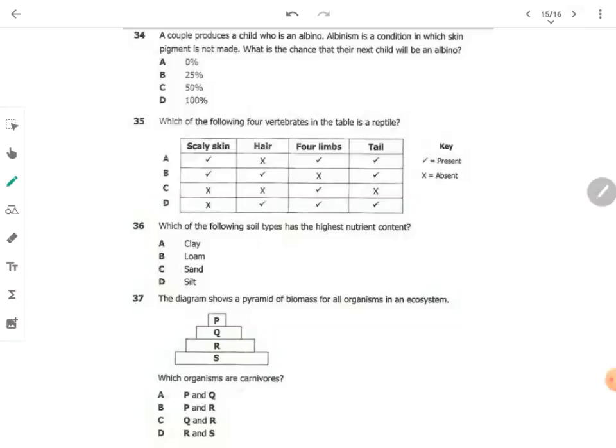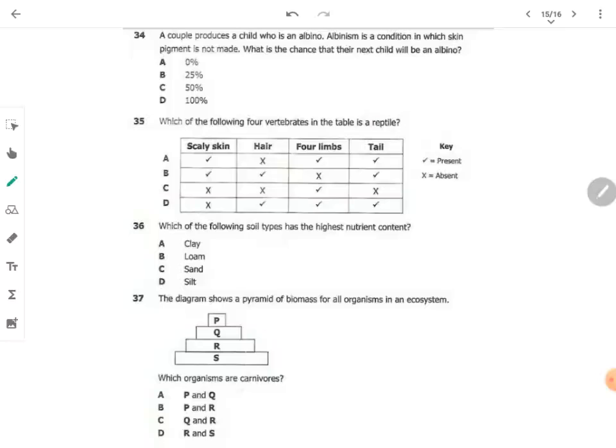So what is happening here is this. A couple has a child who is an albino. Albinism is a condition in which the pigment is not made. What is the chance that their next child will be an albino? Now, you have a 50-50 chance of having a male and a female. Here they haven't specified the sex of the child.